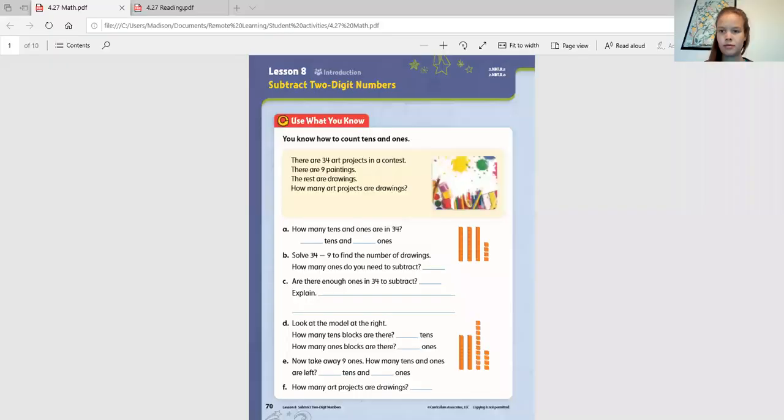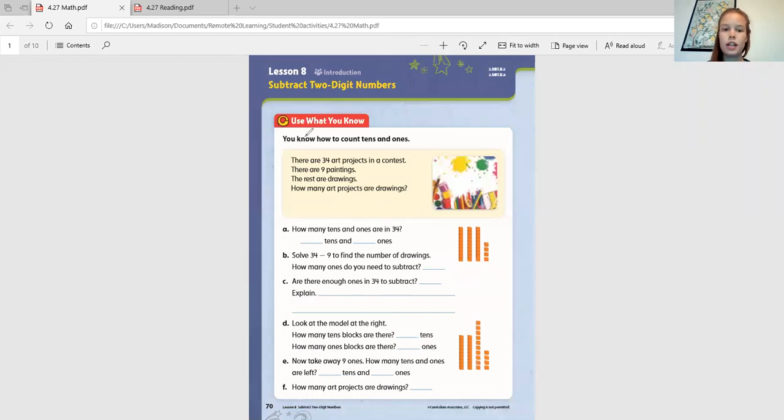Hello, scholars. This week in math, we're going to be working on different subtraction strategies when you have a two-digit number. Last week we did addition with two-digit numbers, and this week we're going to focus on subtraction. So keep on watching so you can learn some new strategies to help you solve your work. All right, so let's get started.